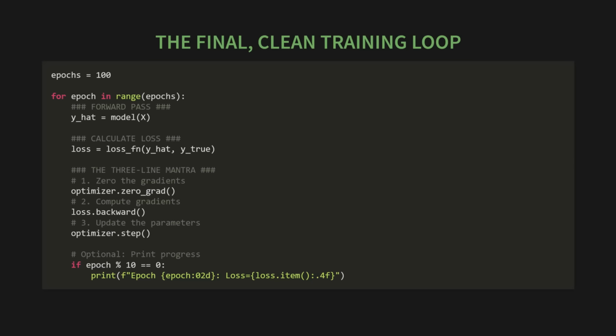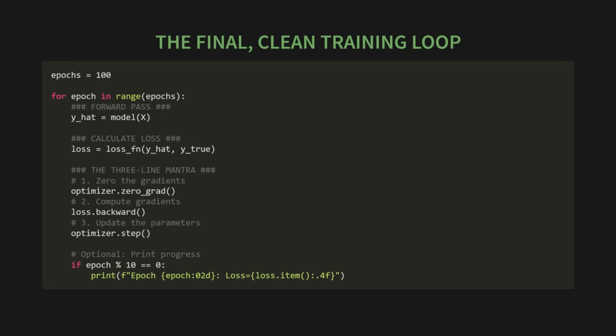We set our epochs to 100. We start our for loop. First, the forward pass. Y hat equals model of X. Next, we calculate the loss. Loss equals loss_fn with our predictions and true values. And now, the three-line mantra.